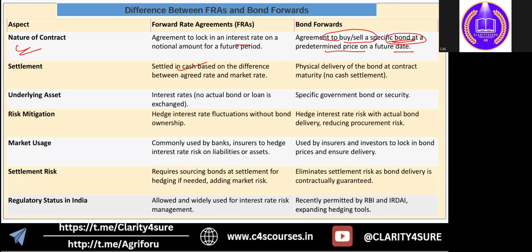Settlement in cash based on the difference between the agreed rate and market rate. Market rate, suppose it becomes 6.5%, agreed rate is 7%, then the settlement will be in cash of the difference, 0.5% difference में cash settlement होगा। और यहाँ पे physical delivery of bond at contract maturity, no cash settlement is there। यहाँ पे सीधा सीधा आपको bond ही मिलने वाला है after 30 years on the specified date.